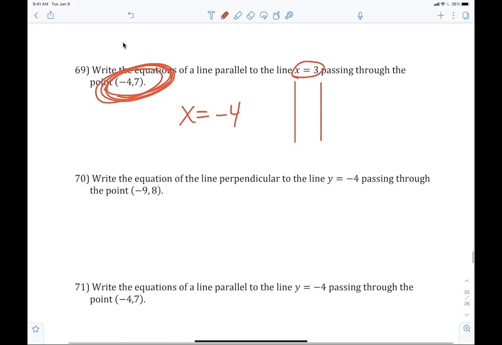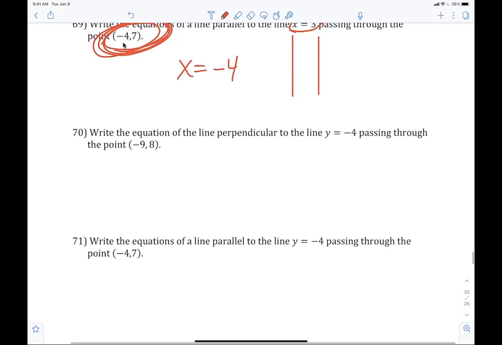All right, perpendicular to y equals -4. Well, what's y equals -4? Horizontal. So what's perpendicular to a horizontal? A vertical. A vertical line is perpendicular to a horizontal line. Is everybody with me? And vertical lines are written as x equals -9.